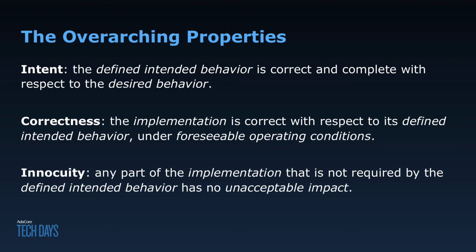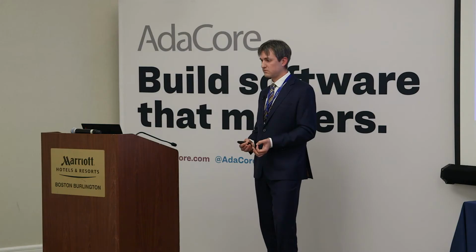A lot of time and effort went into the creation of these definitions. These are very precise. I think these are good definitions, so I'm actually going to read them to you. Intent: the defined intended behavior is correct and complete with respect to the desired behavior. Correctness: the implementation is correct with respect to its defined intended behavior under foreseeable operating conditions. Innocuity: any part of the implementation that's not required by the defined intended behavior has no unacceptable impact.